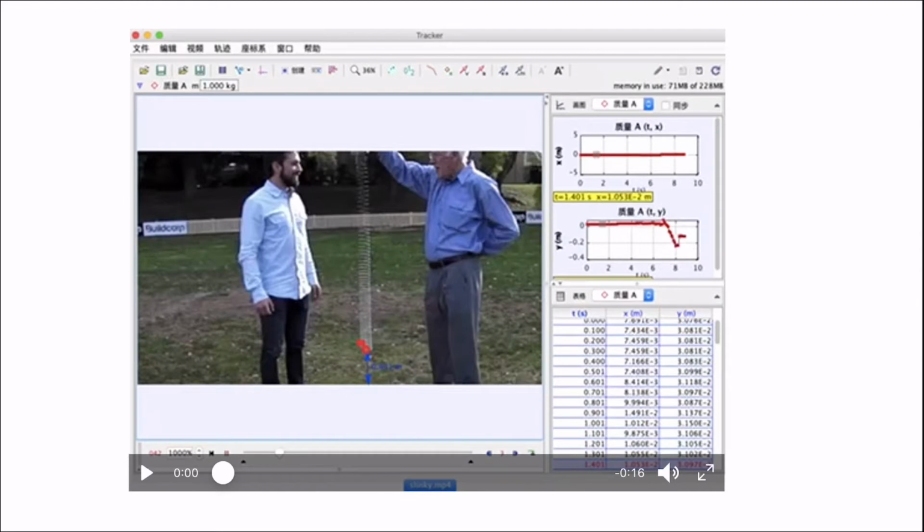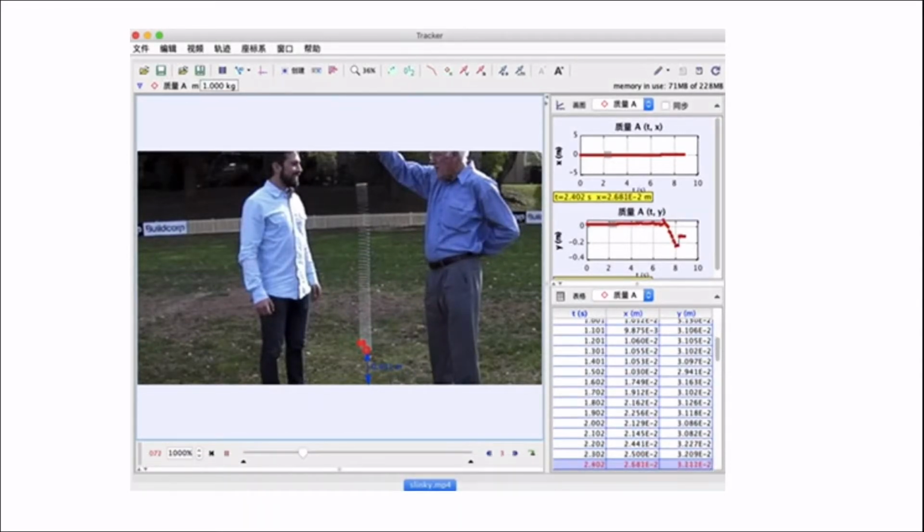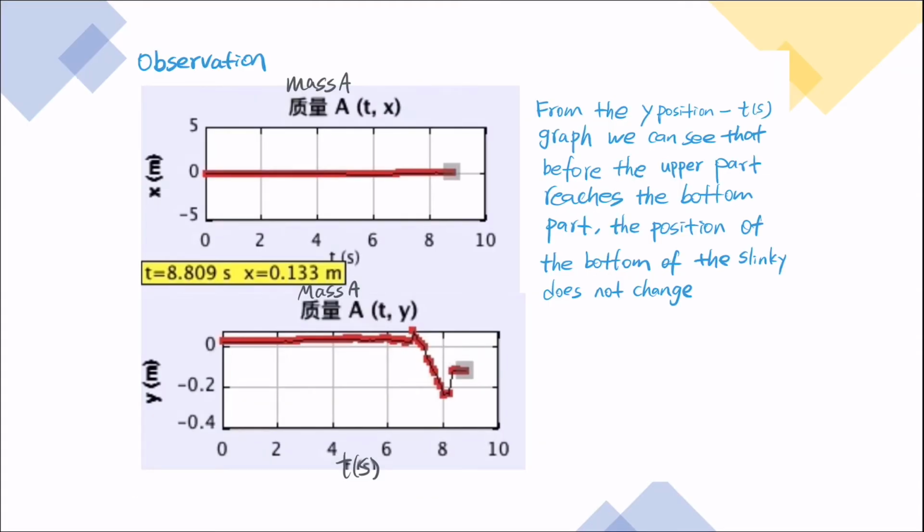Here's the Tracker video. Here is the xt graph and the yt graph we get from our observation. From the yt graph, we can see that before the upper part reaches the bottom part, the position of the bottom of the slinky does not change. But after the upper part reaches the bottom part, the bottom starts to fall and its y position changes.